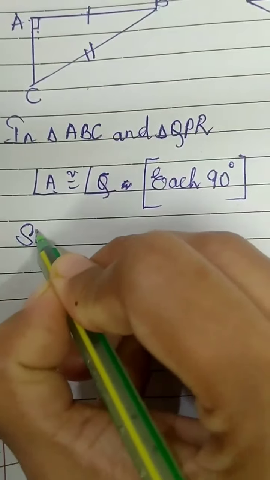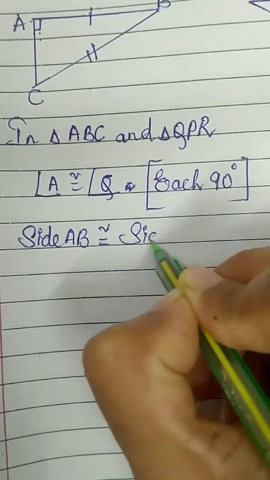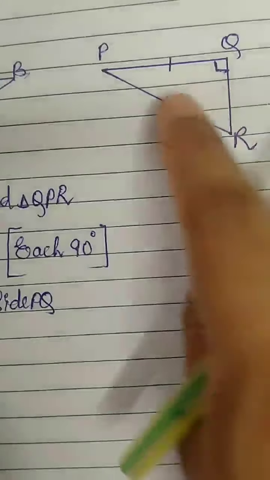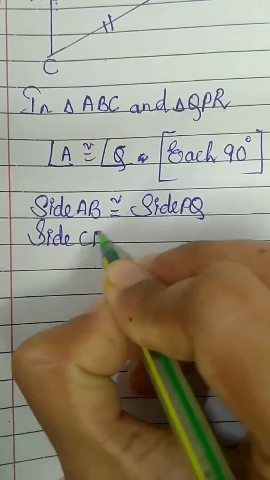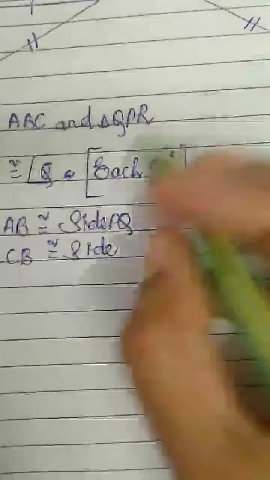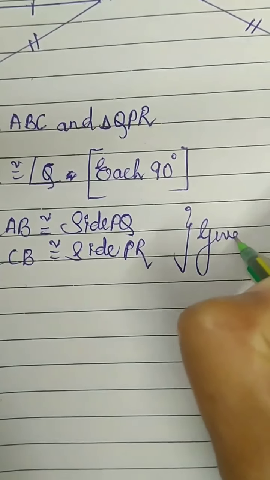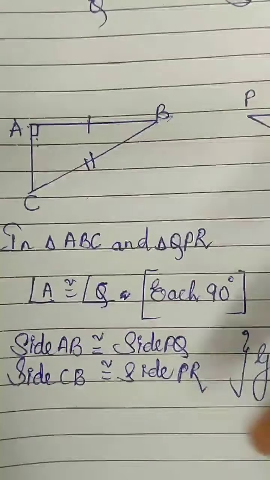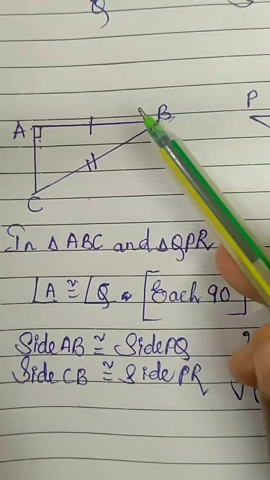Then side AB congruent to side PQ. We will write side AB congruent to side PQ. Given side CB, or BC you can write, congruent to side PR, or RP you can write. Given. Okay, all these are given. Now by which test are both the triangles congruent? 90 degrees. So first chance always hypotenuse side test.